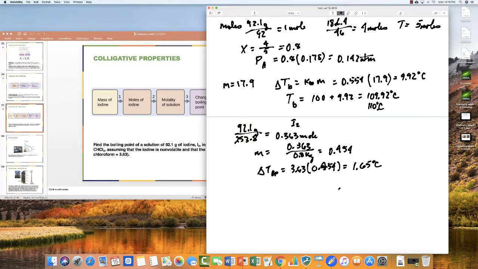And then the boiling point of chloroform is 61.26. So the new boiling point is going to be 61.26 plus 1.65. And so now it's going to be 62.91. And to 3 significant figures, it's 62.9 degrees centigrade. So that's your new boiling point.